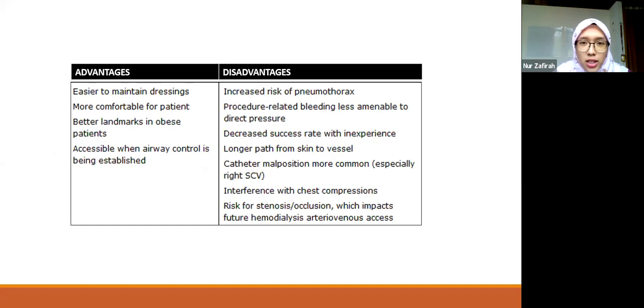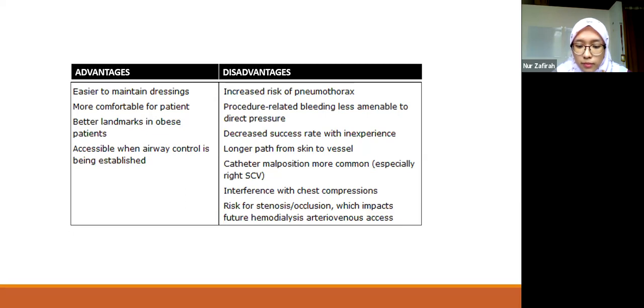However, the disadvantages of subclavian vein access include increased risk of pneumothorax, because the site of insertion in the subclavian vein line is near the apex of the lungs, especially at the first rib. Then procedure-related bleeding, less amenable to direct pressure, decreased success rate with inexperienced doctors, and a longer path from skin to vessel. Catheter malposition is more common, especially in the right subclavian vein, because it can direct into the right atrium. Then interference with chest compressions. The last one is risk of stenosis or occlusion, which impacts future hemodialysis access.